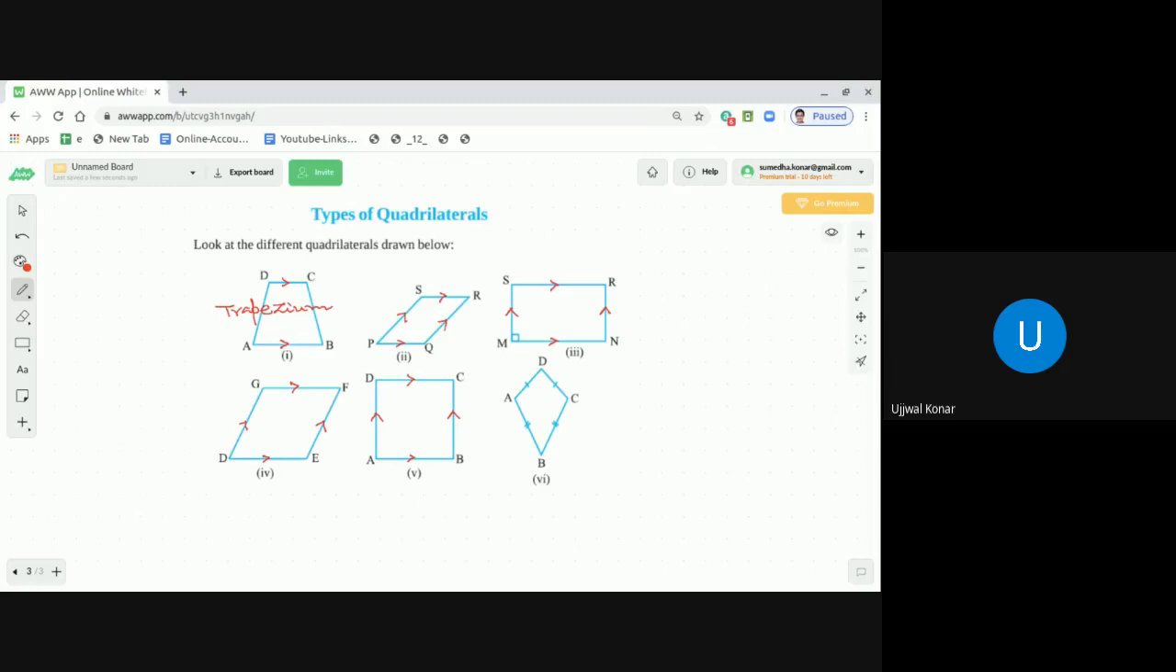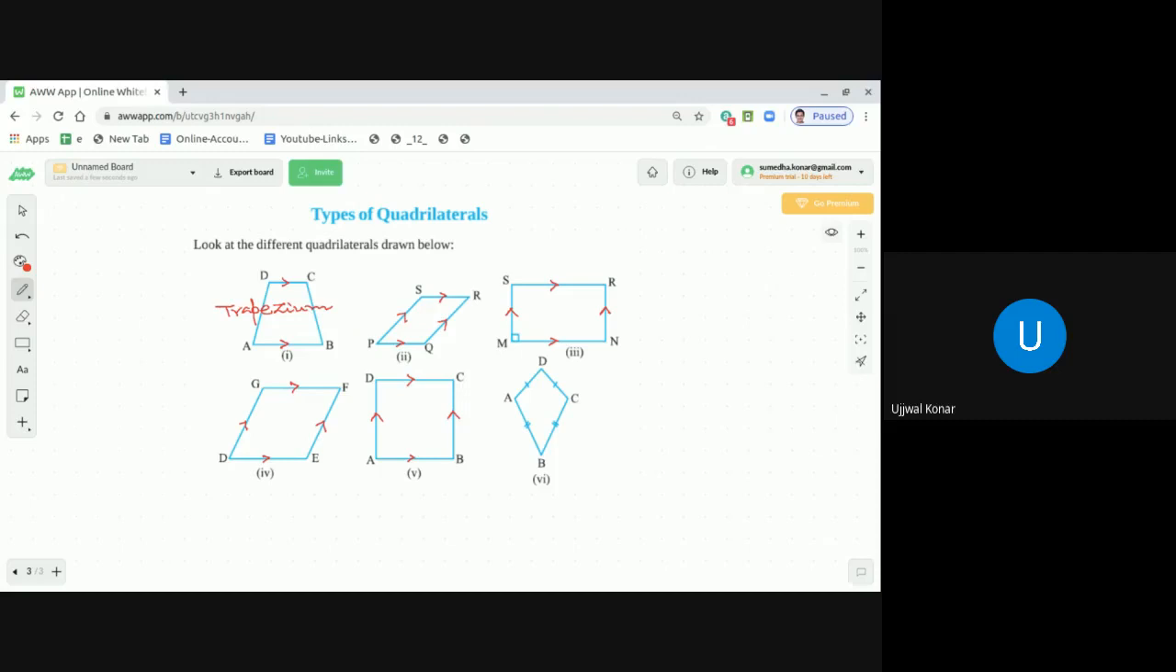Correct? Now, keeping this definition in mind, what we say is that diagram 2, diagram 3, diagram 4, diagram 5, all are parallelograms. Now, we are going to discuss the different types of parallelogram, and then we get their different names and their different properties. But I didn't discuss diagram 6. Diagram 6 doesn't qualify to be a parallelogram.